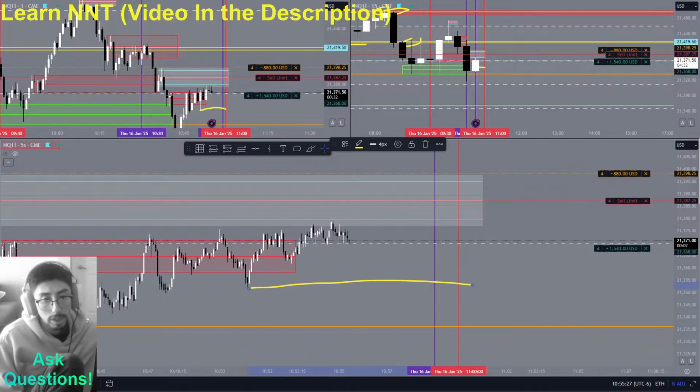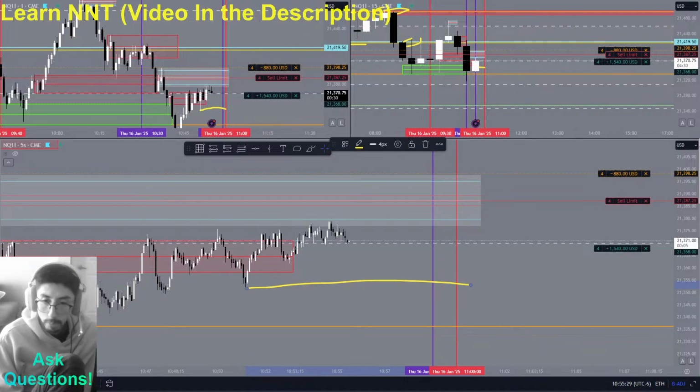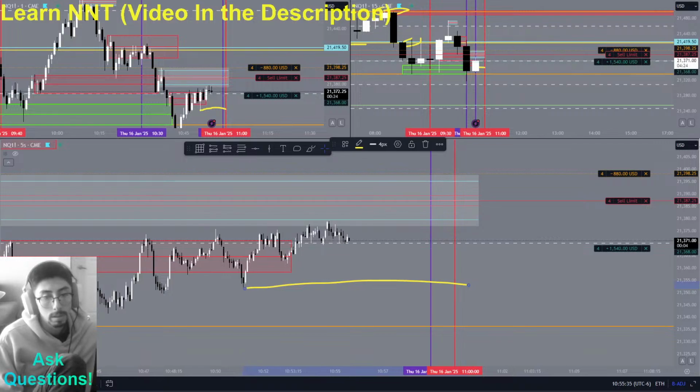If it's 11, we're still chopping. I'm done. If we break this yellow line, I'm also going to hop off. But hopefully we'll find something in the afternoon. No, 12:30 to 1:30 Central Time.